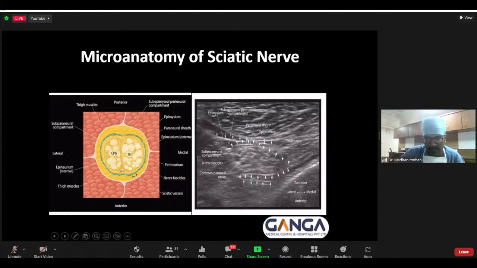And you can see the nerve fascicles also in the common peroneal nerve. While giving the block, we should not breach the epineurium of the muscle. The epineurium of the muscle should be intact, so our drug deposition should be between the paraneural sheath and the epineurium, in the subparaneural compartment.